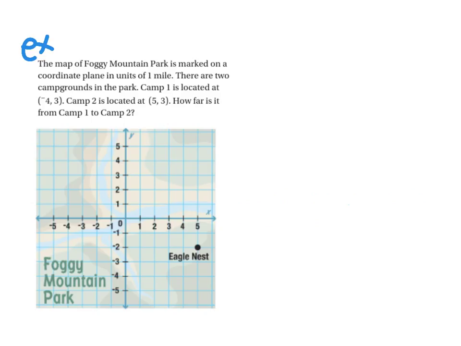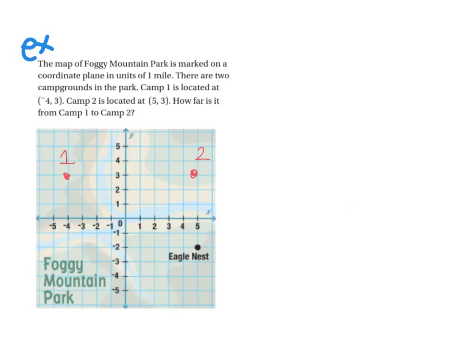Okay, so let's start on our first example. The map of Foggy Mountain Park is marked on a coordinate plane in units of 1 mile, meaning each of these blocks is 1 mile. There are 2 campgrounds in the park. Camp 1 is located at (-4, +3). So there's Camp 1. And you should know how to mark these on a coordinate grid by now. Camp 2 is located at (+5, +3). Noticing that it is a reflection across the y-axis. So that's why we had to learn that in 3.8.